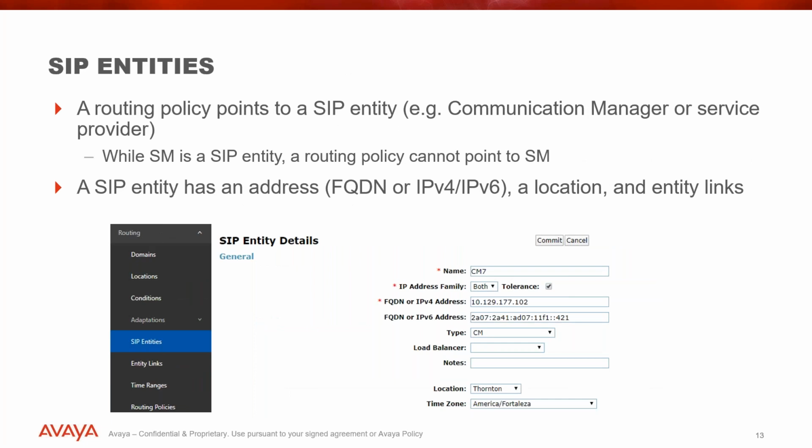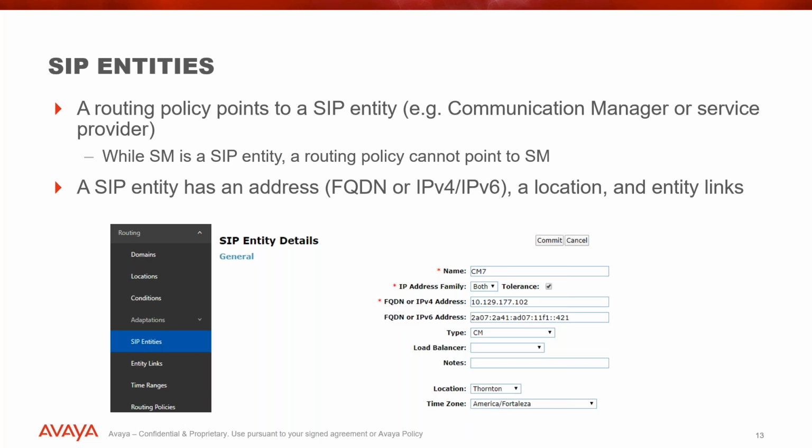Okay, moving on to SIP entities now. A SIP entity is pretty much anything that speaks SIP that isn't an individual endpoint, a hard phone or a soft phone. So for example, communication manager is a SIP entity. Your service provider is a SIP entity. Session manager is also a SIP entity, but you can't route calls to session manager. You can route calls to endpoints that are registered with session manager, and that's outside the scope of what we're doing here. You don't define dial patterns for endpoints, you define dial patterns for SIP entities. So you don't route calls to session managers as such, so you can't point a routing policy at a session manager.